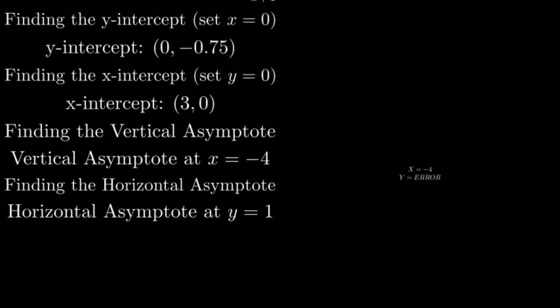Now we have all the pieces. Let's put them together to make a clean sketch. We draw our axes. We draw the dashed lines for our asymptotes at x equals -4 and y equals 1. We plot our intercepts at (0, -0.75) and (3, 0). Then we sketch the two branches of the curve, making sure they approach the asymptotes. And there is our complete sketch with all key features labeled.